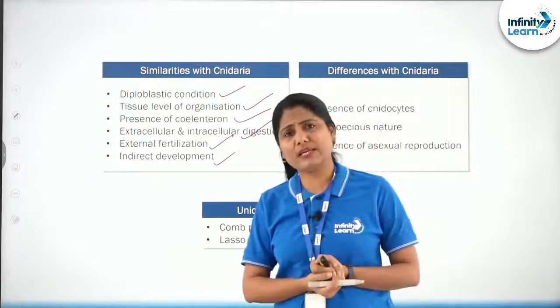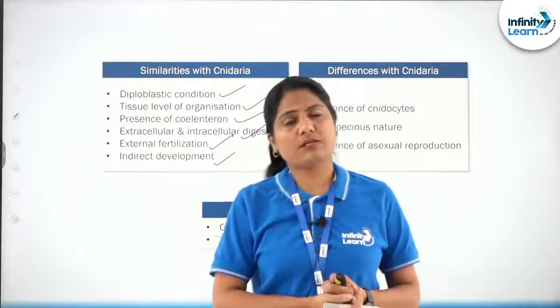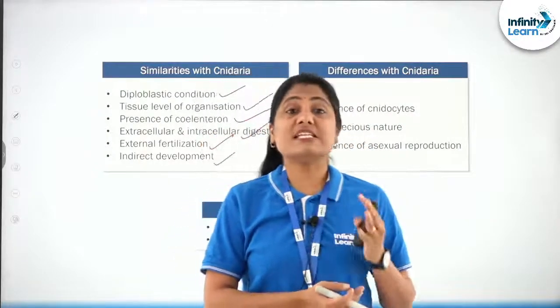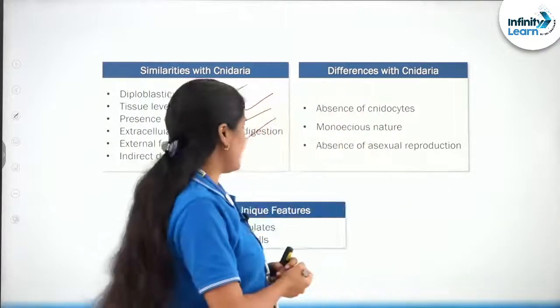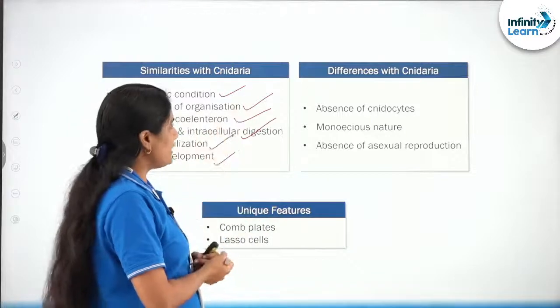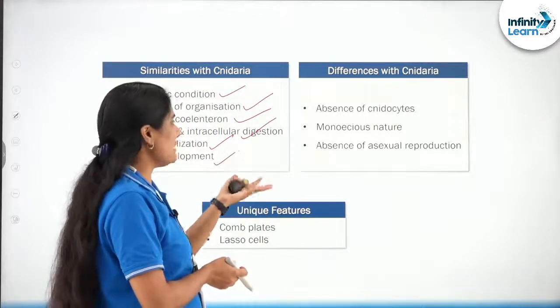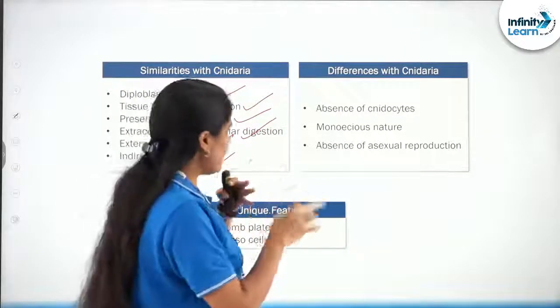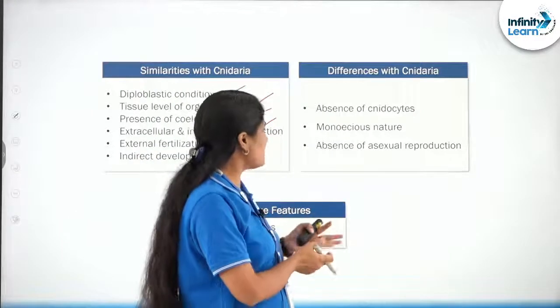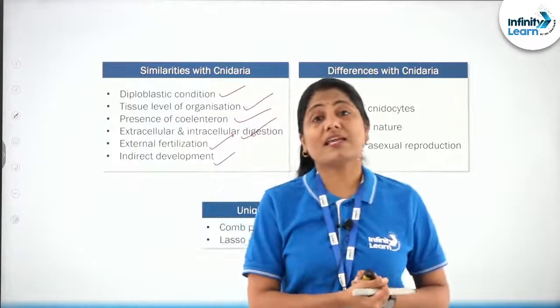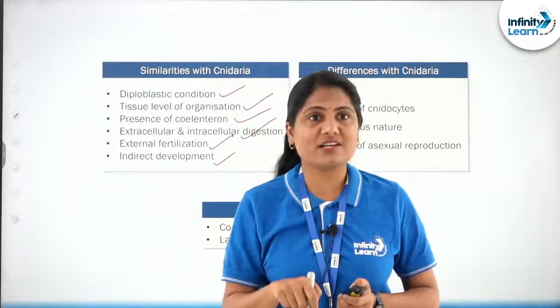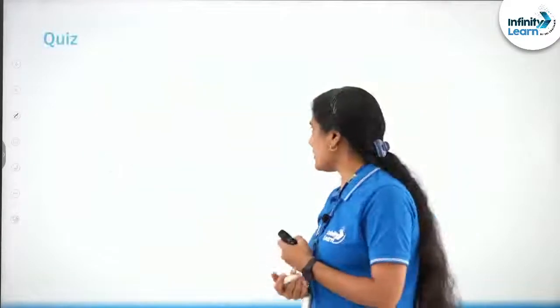When it comes to unique features, comb plates are something that you will find only in the Ctenophores. Cnidocytes are something that you will find only in the Cnidaria, right? So absence of cnidocytes is something that you will see. Monoecious nature, where the sexes are not separate. Absence of asexual reproduction, unlike Cnidaria, where polypoid forms undergo asexual reproduction, right?